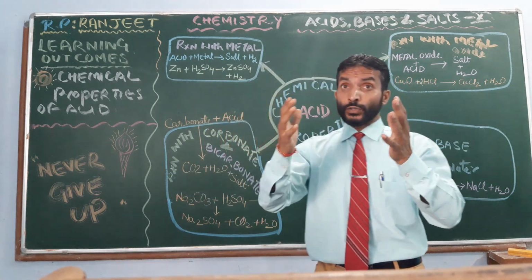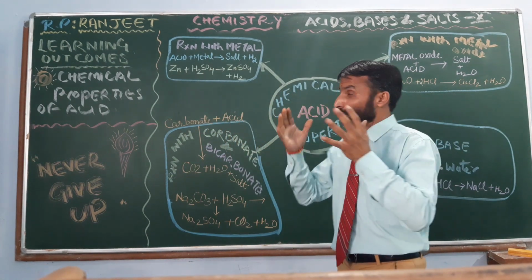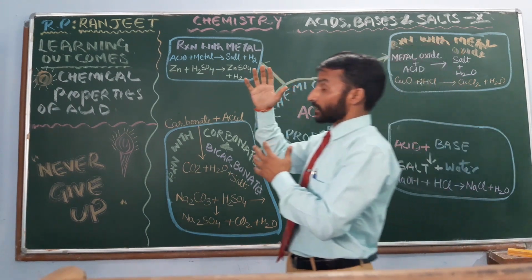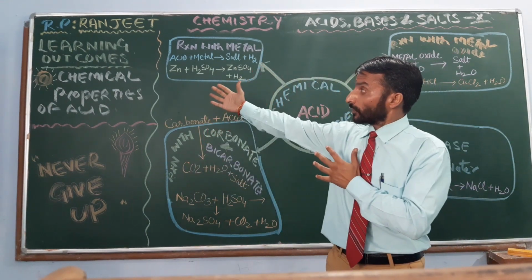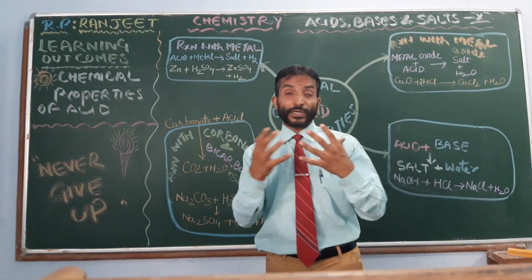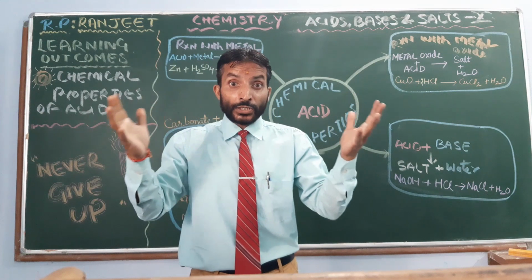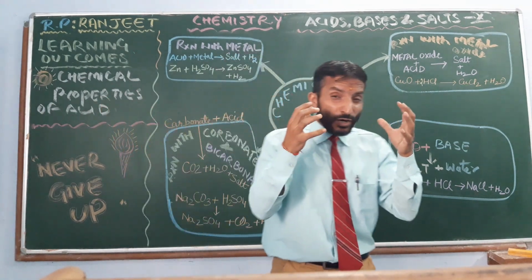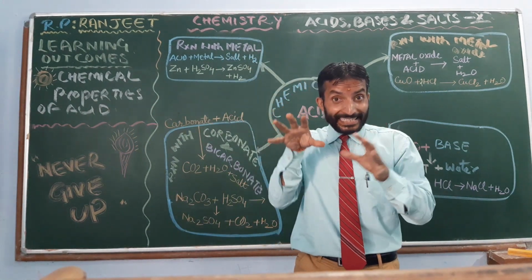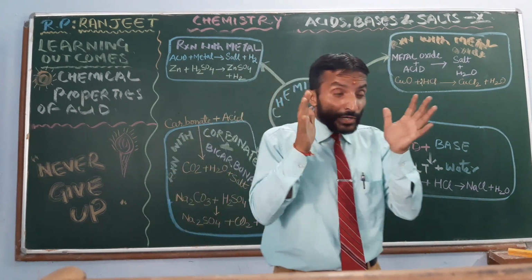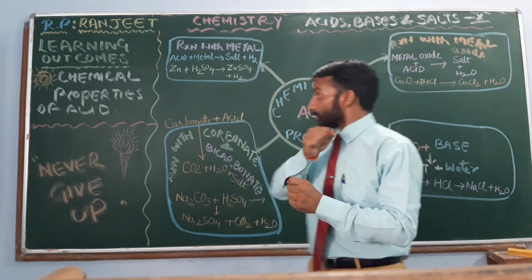Today I am here to discuss a very interesting topic: acids, bases, and salts. Our learning outcome today is the chemical properties of an acid. We know acid is very dangerous, it is corrosive in nature, it eats up things. Okay, so let us study its various chemical characteristics.